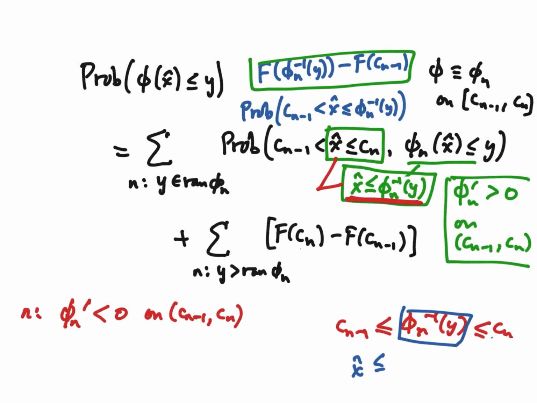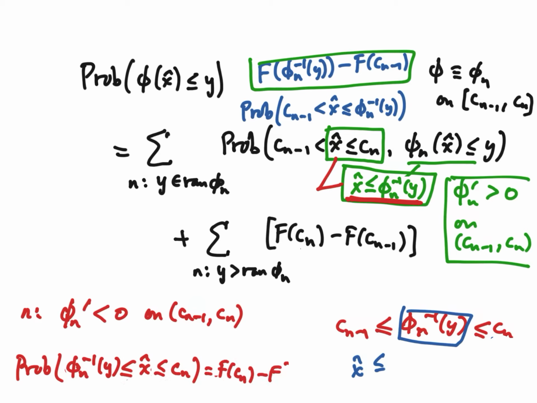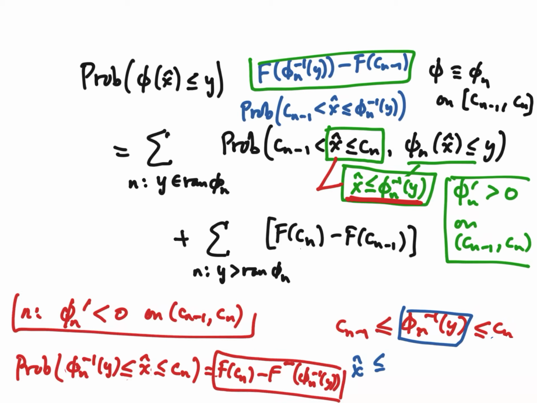Remember the correct type of term in that case is where you have F of cn first, and then you subtract away F upper minus of phi n inverse of y. Why do we need the upper minus? Well, it's because the inequalities we're going to get here look like this. The lower limit is going to be phi n inverse of y, but it's a weak inequality now. And the upper limit is also a weak inequality. When they're both weak inequalities, that's when you need one of those upper minus signs. Oops, not inverse, but upper minus. And so that's going to be the correct term for those cases.